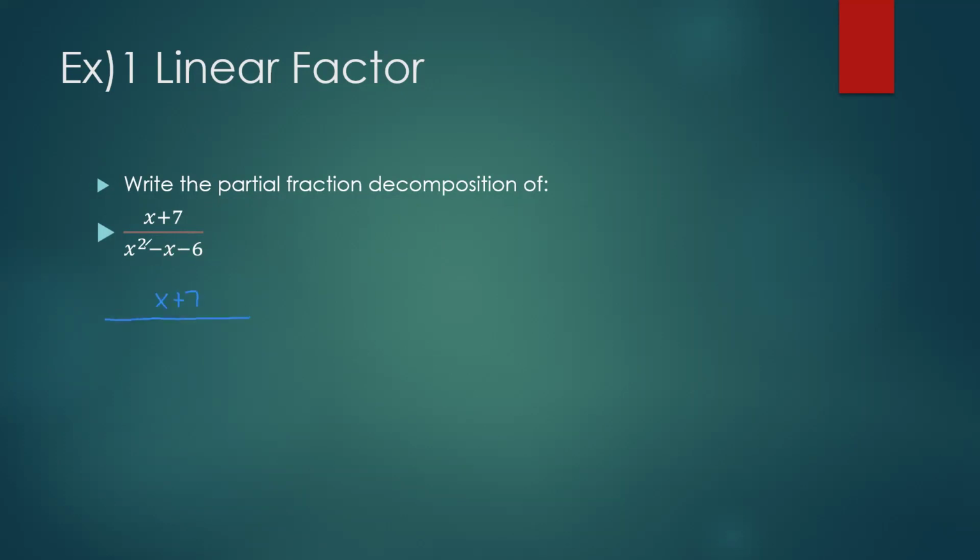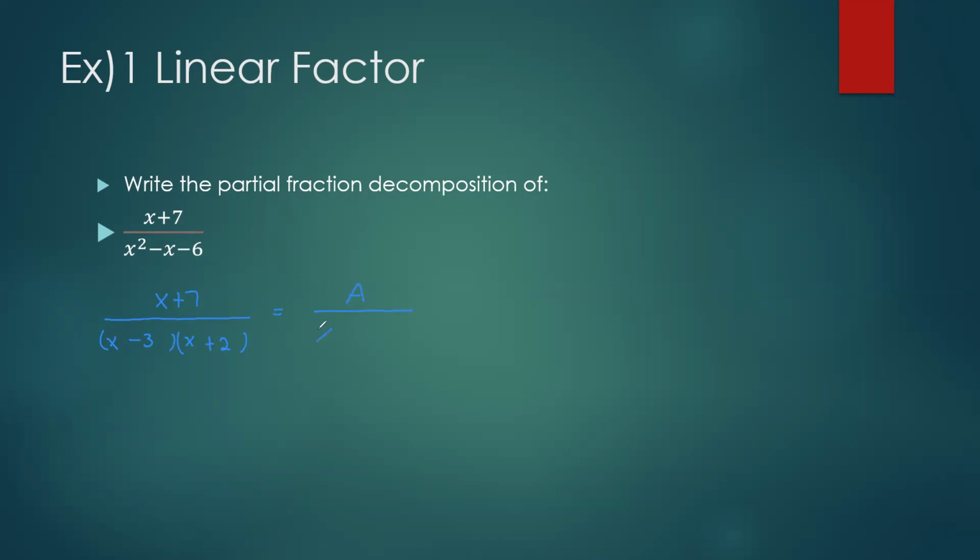But on the bottom, x squared minus x minus 6 can be factored as x minus 3 times x plus 2, right? Then what you're going to do is decompose it. On the bottom, x minus 3 is a linear factor, right? It's in the form of y equals mx plus b. So is x plus 2, it's also a linear factor. So we're going to have two different constants. The first constant, we'll call it A.